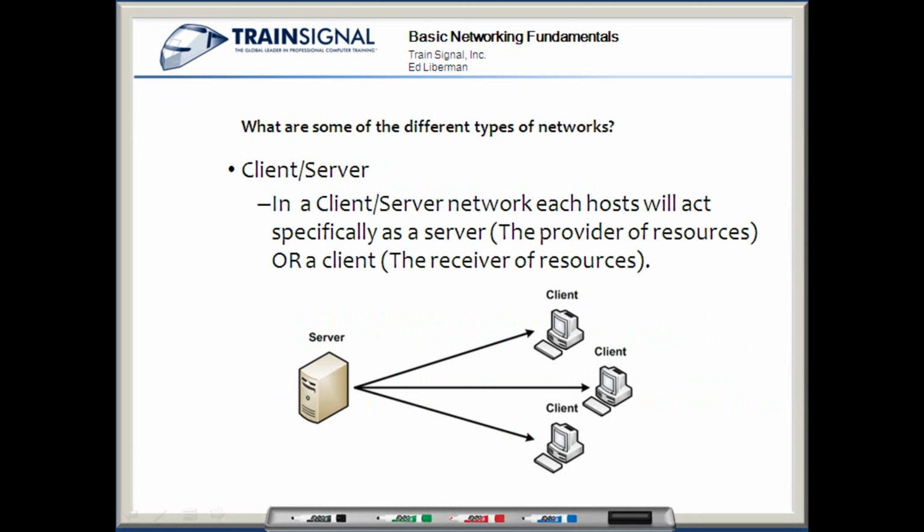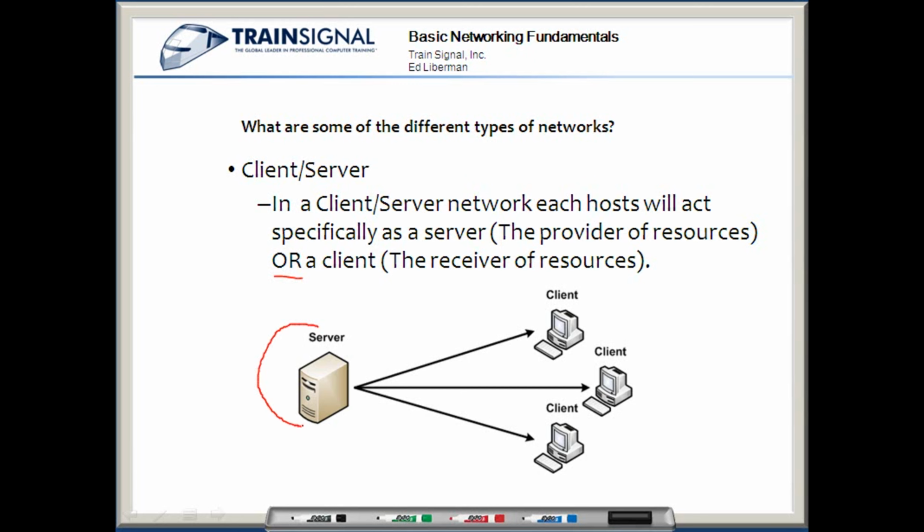Now, let's take a look at some of the different types of networks, some of the different classifications of networks that we have out there. One of them is called client-server. In a client-server network environment, each host, there's that word host again, we can just interchange that with computer to keep it simple, each computer will act specifically as either a server or a client. And you'll notice here the word or. That's going to be significant in just a moment. So what we mean here is that each computer is going to be either a server or a client.